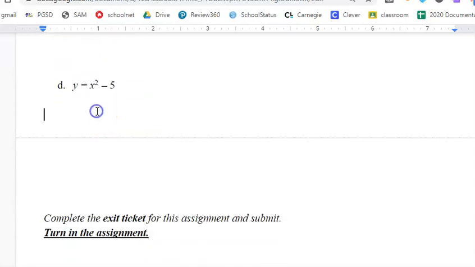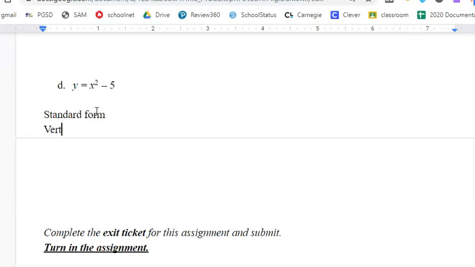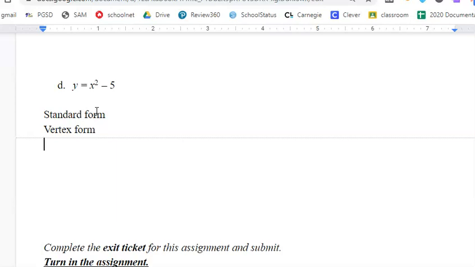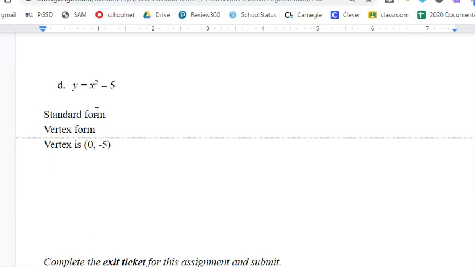Now, what about this one? Well, this one is actually in both standard form. It doesn't have the factors showing, but it's also in vertex form. And that's because there's no x term. So your vertex would be (0, negative 5), because it's not being translated left or right. There's nothing added to the x before it's squared. So that's your vertex, which is also your y-intercept. Your y-intercept is negative 5.